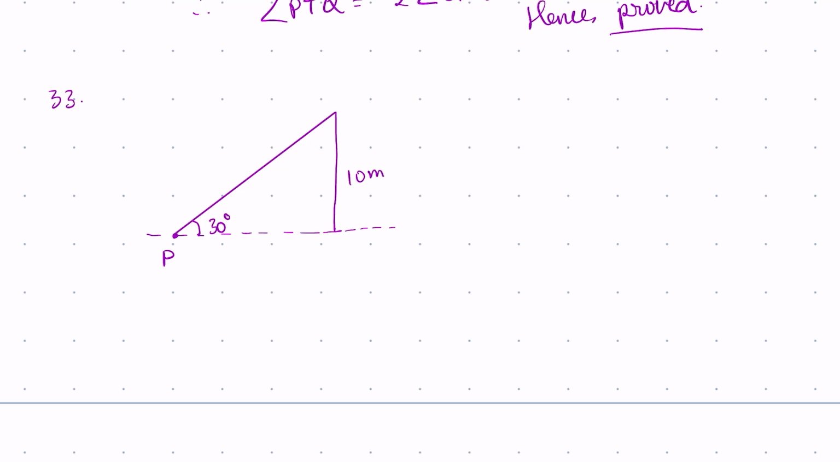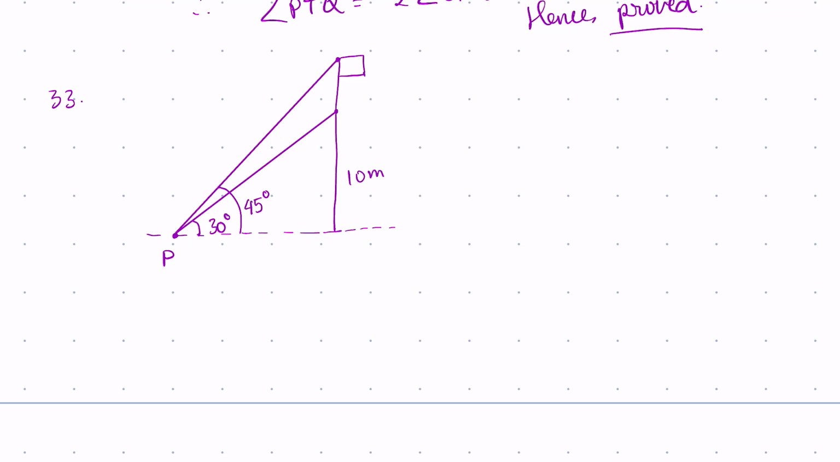A flag is hoisted at the top of the building, and the angular elevation of the top of the flagstaff from the point P is 45 degrees. So some flag is hoisted. Let's make the flag rectangular, because why not? The angular elevation from here is 45 degrees.